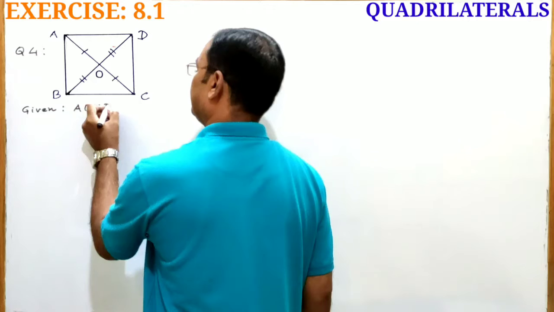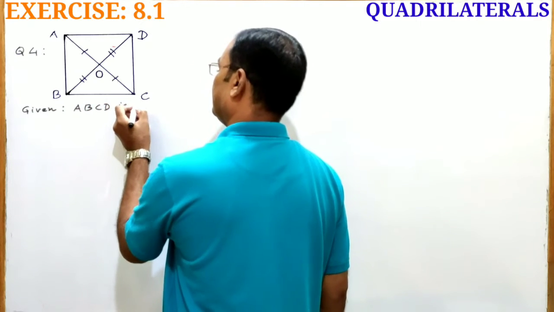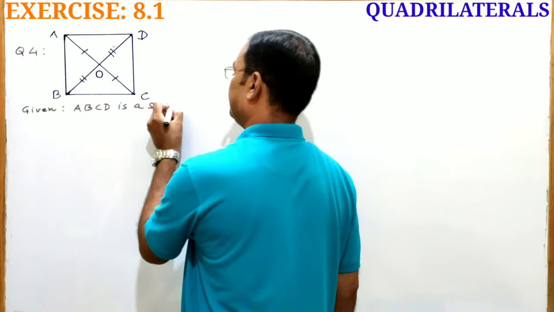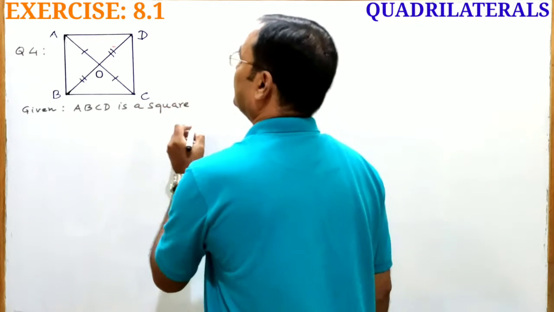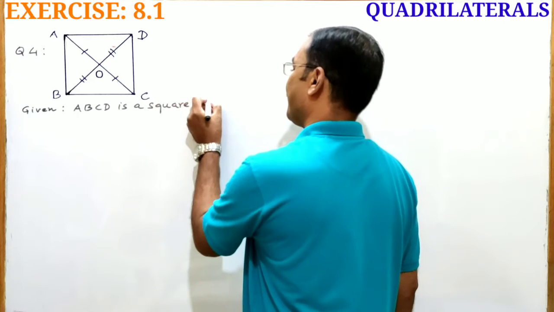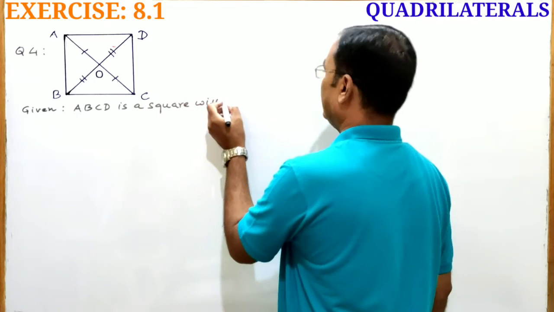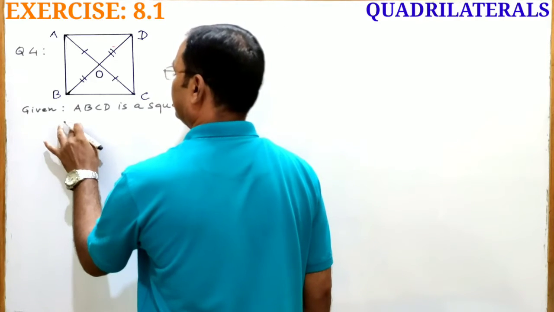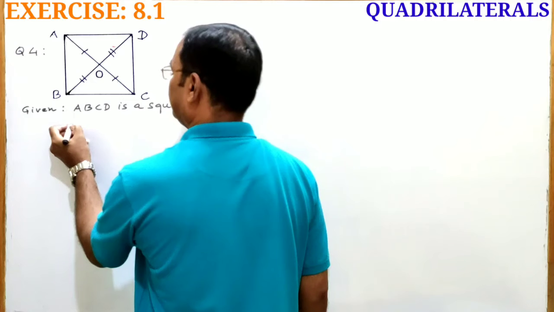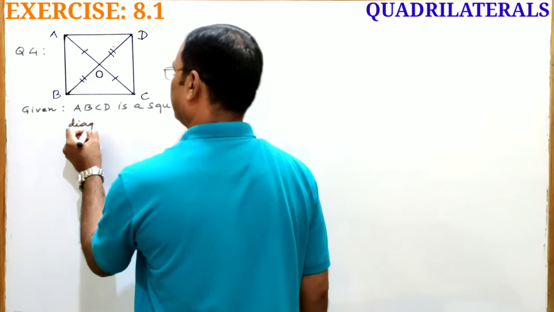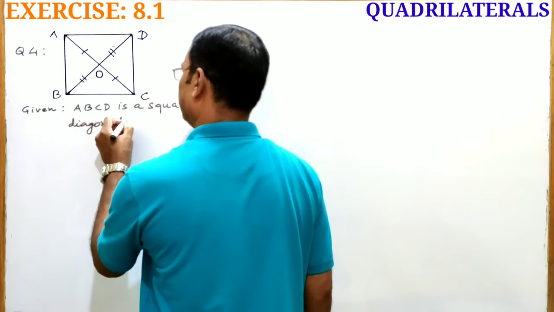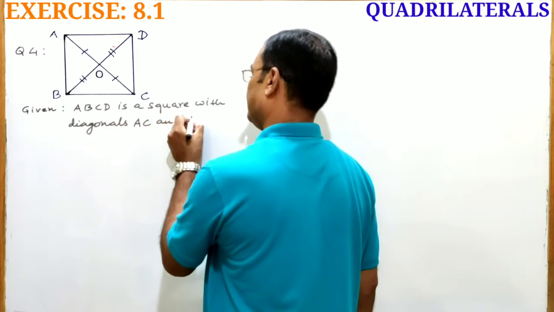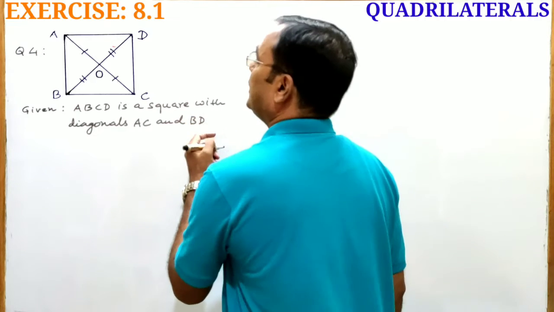Given: ABCD is a square with diagonals AC and BD intersecting each other at O.